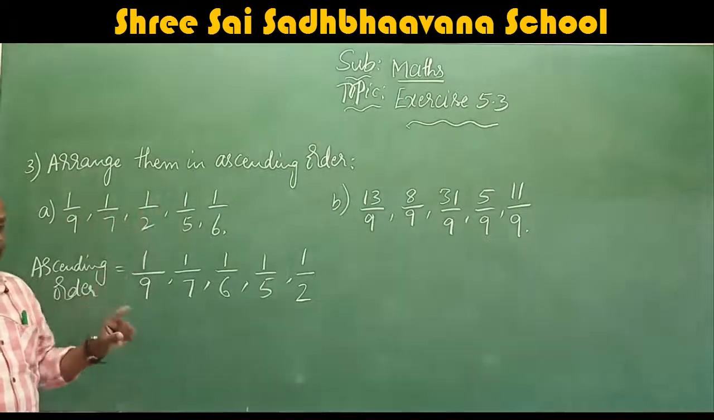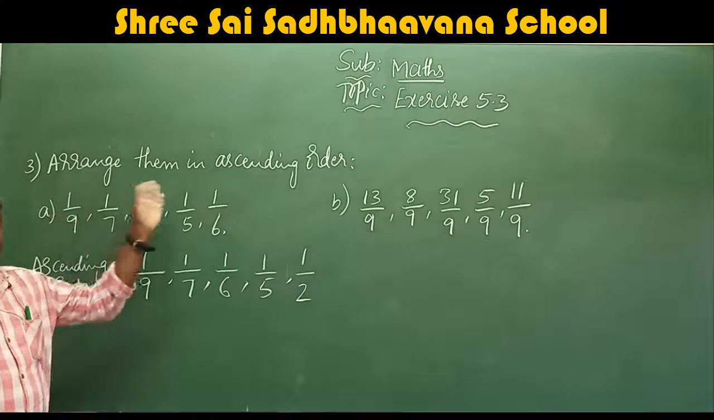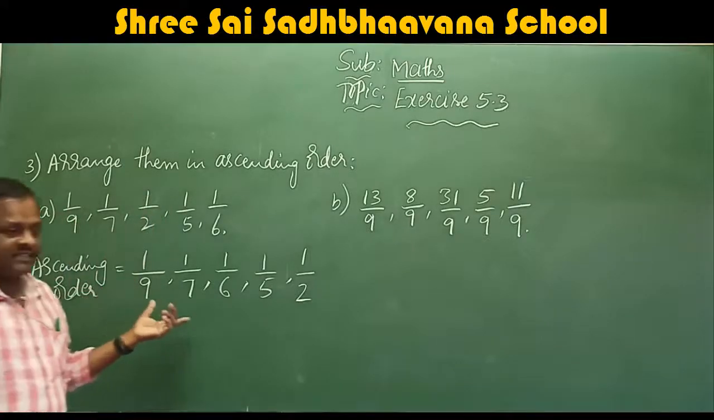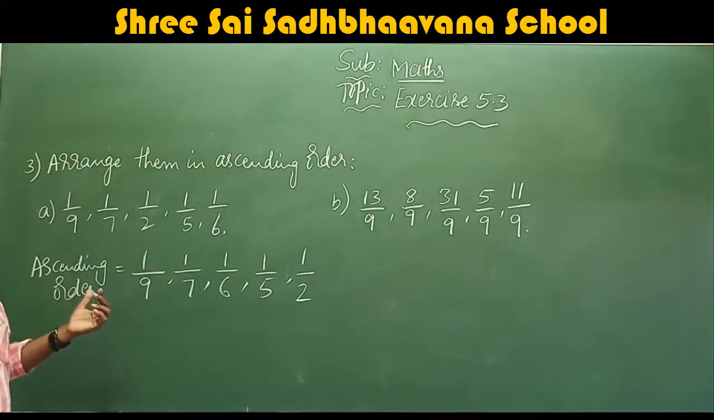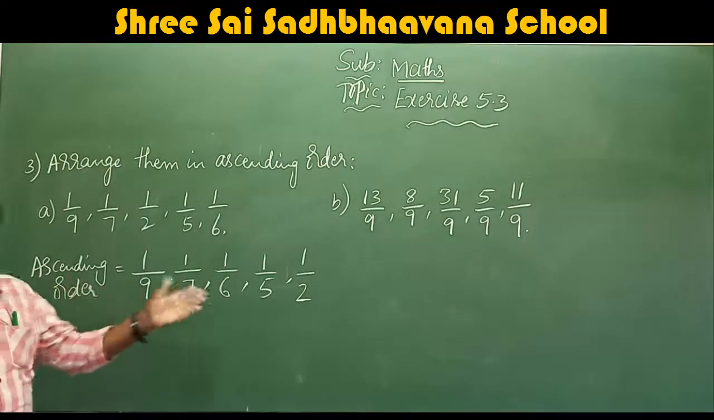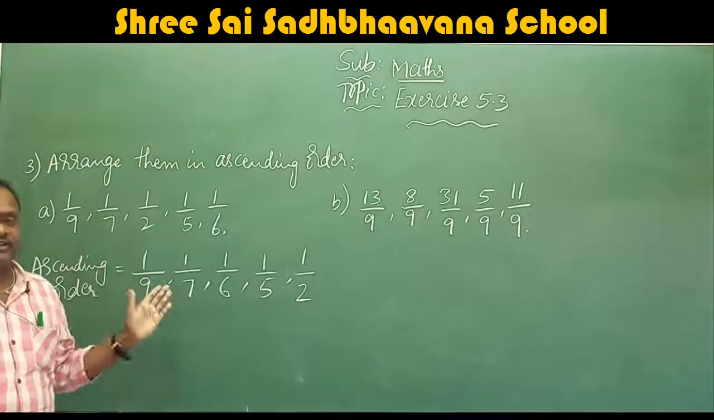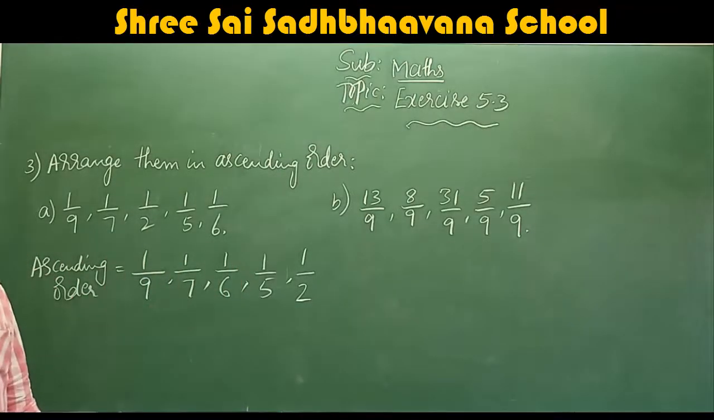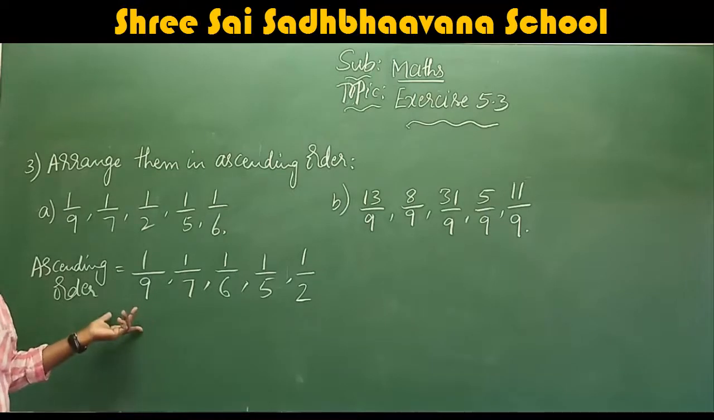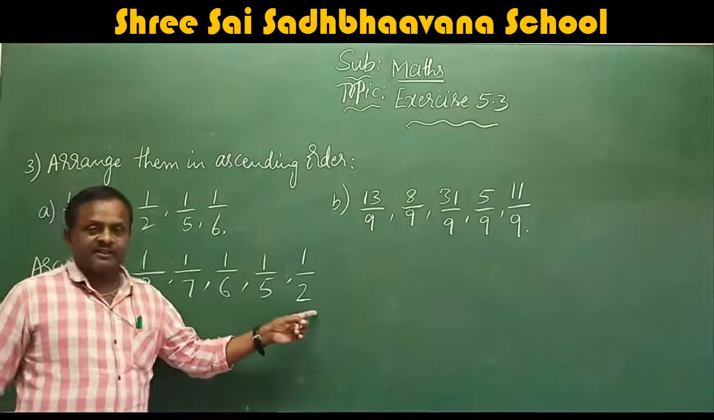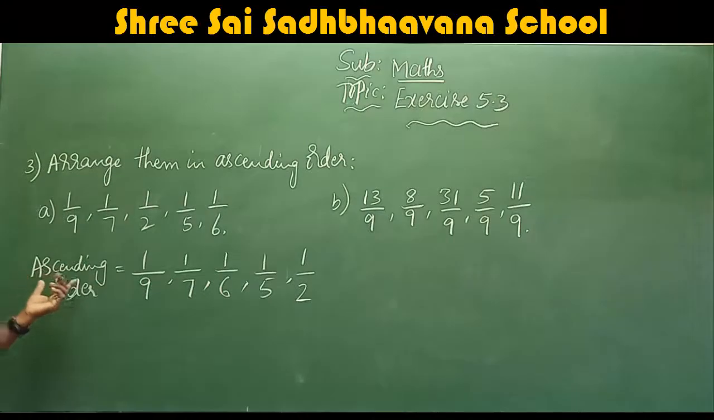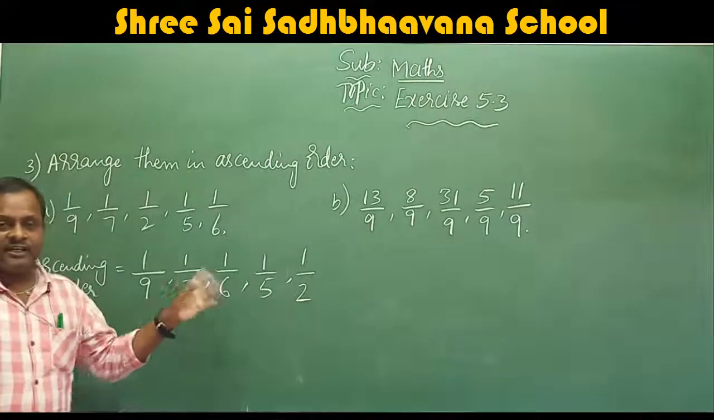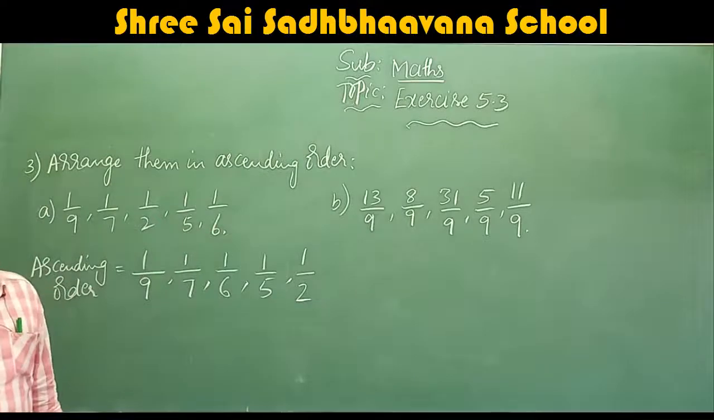Here, if the numerators are same, you have to write the denominators in the descending order, then you will get the ascending order. So here is a little bit of confusion. If the numerators are same and they ask for ascending order, write the denominators in descending order, then the answer is correct. If they ask for descending order, write the denominators in ascending order.